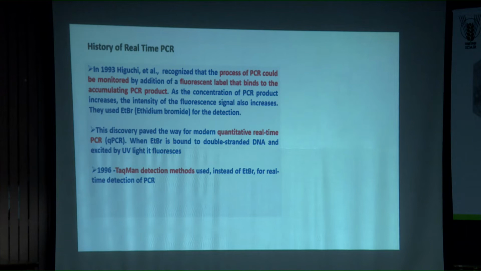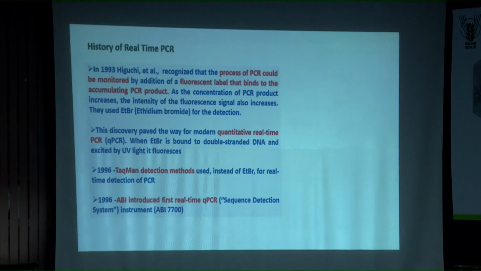Of course, in 1996, again, a lot of variants started appearing in the literature. In addition to the dye-based quantitation, people started using much better, more sensitive and extremely reproducible probe-based methods to monitor the PCR, what are called the probe detection methods, right? That came as a replacement for ethidium bromide for real-time detection of PCR.